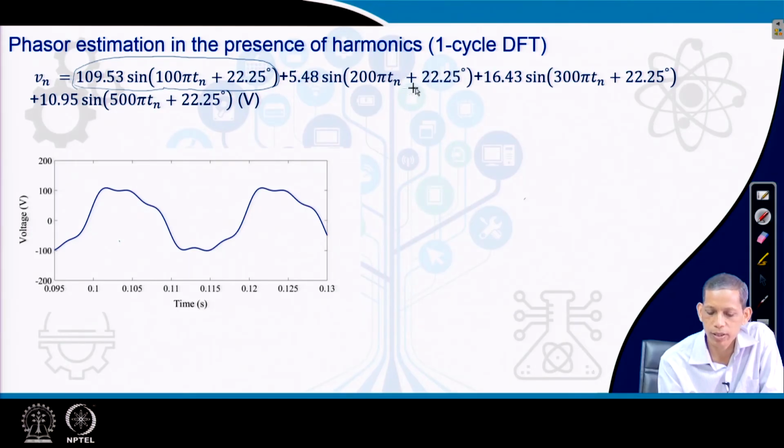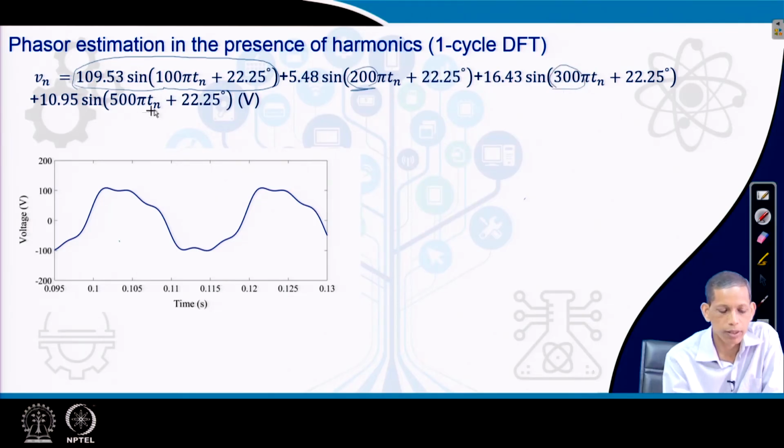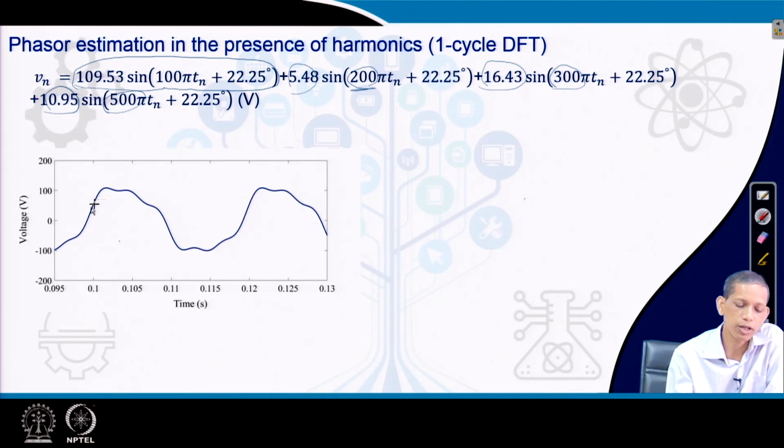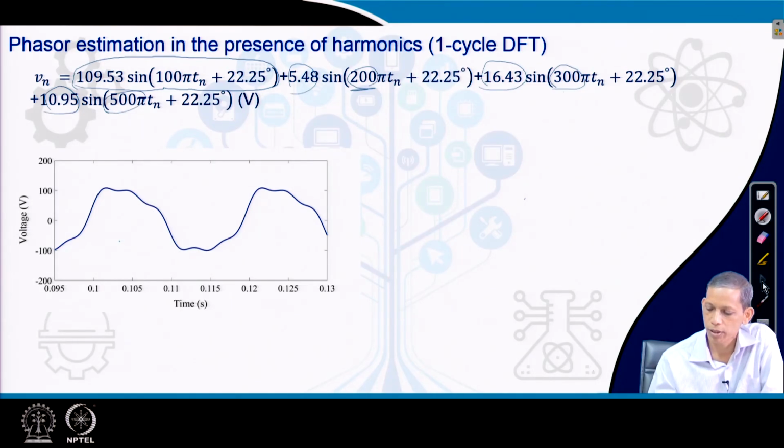Now we add the second harmonic component, 200 instead of 100, then the third harmonic component, 300, and then a fifth harmonic component, each of different magnitude: 10.95, 16.43 and 5.03. Different percentages of second, third and fifth harmonics are being added to this signal. Now, this signal is highly distorted from the fundamental, which is clearly visible from the plot of the signal.